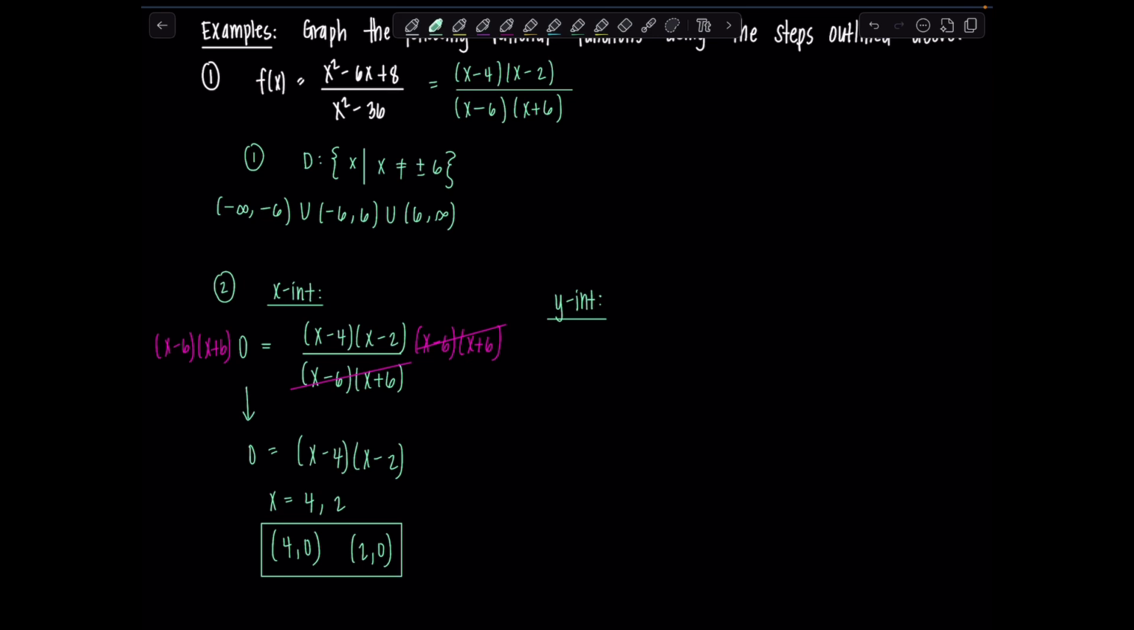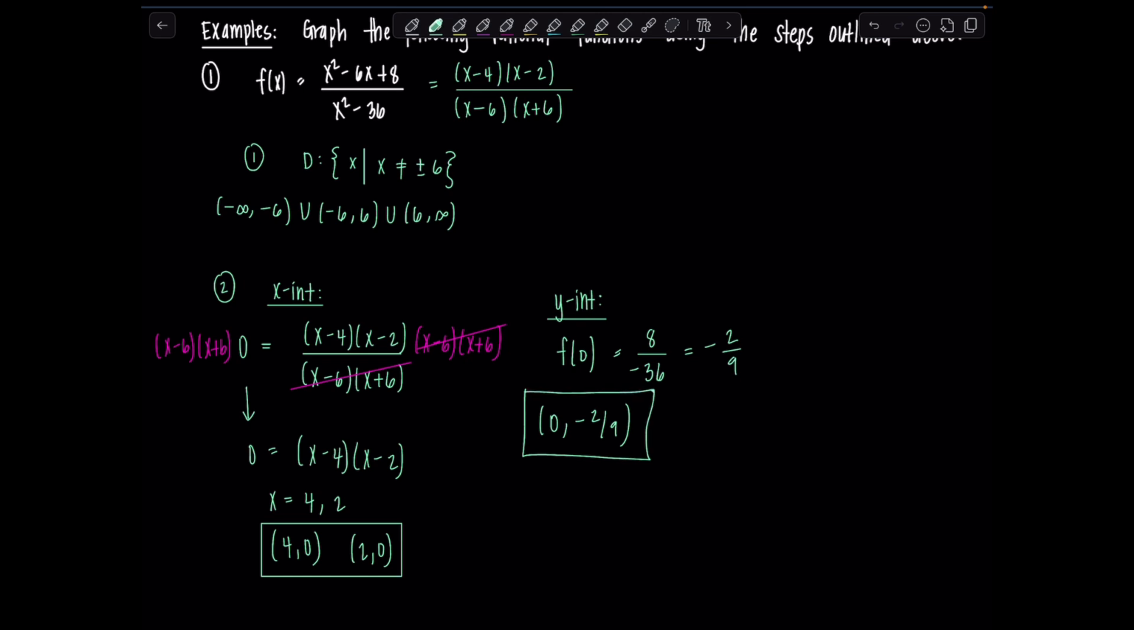So y-intercept is f of 0, which is going to be 8 over negative 36. That reduces, right? I could divide by 4 and never leave a negative in the denominator. Put it outside or in the numerator. So this is negative 2 over 9. So my y-intercept is at 0, negative 2 over 9.